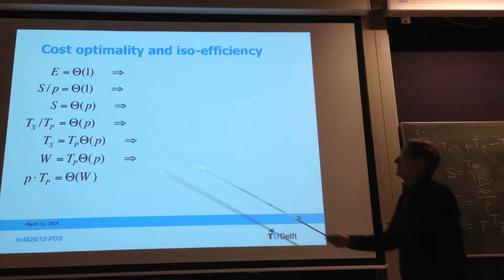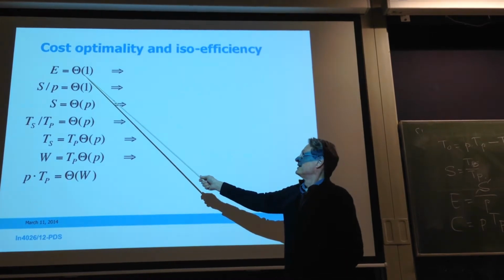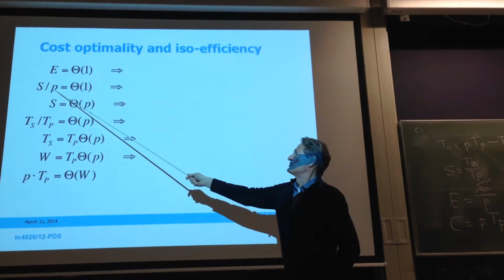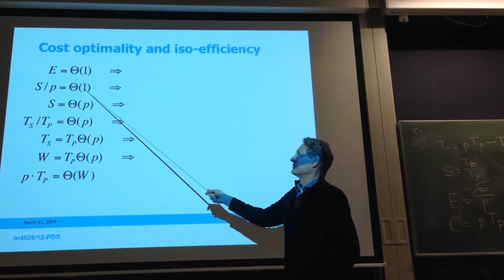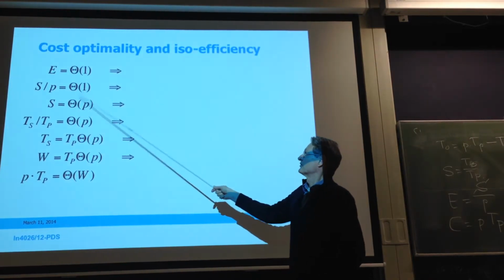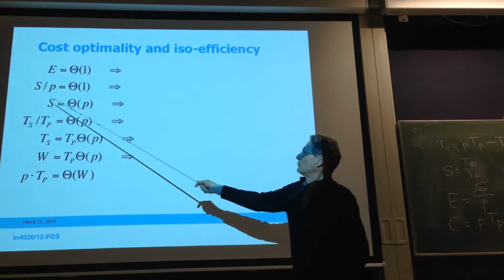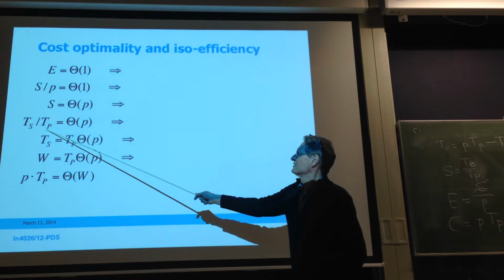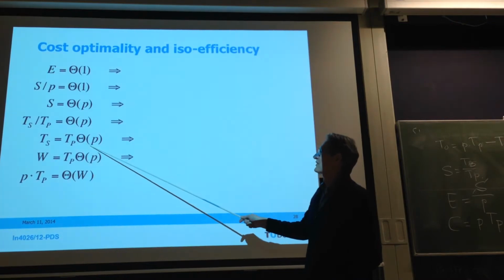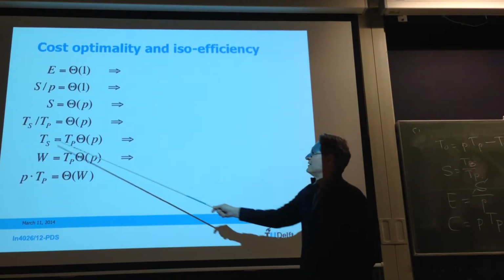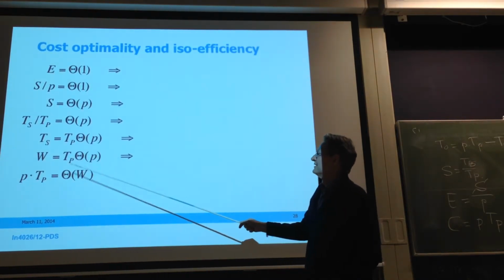This is just the definition of cost optimality: efficiency is in the order 1. Then we replace efficiency by its definition: S over P must then be order 1. If we move this to the other side, we see that this speedup must be in the order of P. We replace this one with the original definition, meaning that the sequential execution time is equal to the parallel execution time times order P. This is equal to the workload in this expression.